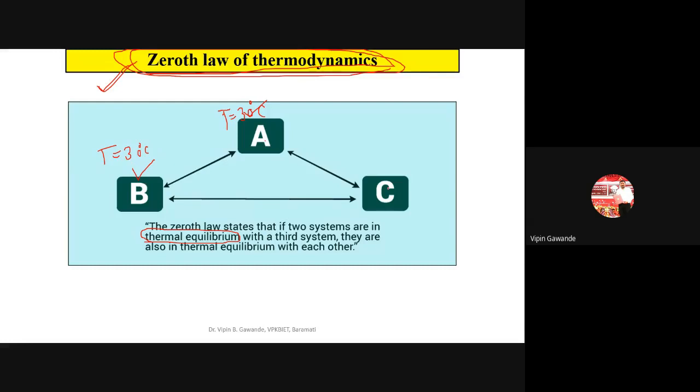Then A and C. The temperature of C is also 30 degrees Celsius. That means these are also in thermal equilibrium.